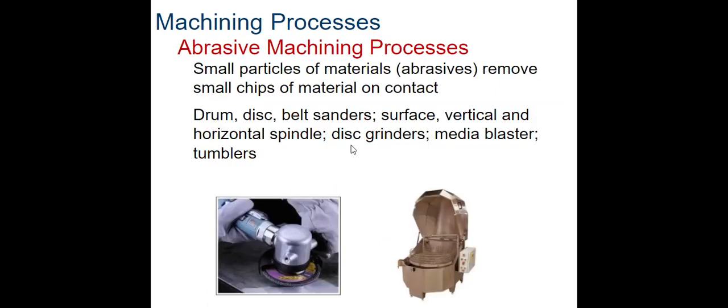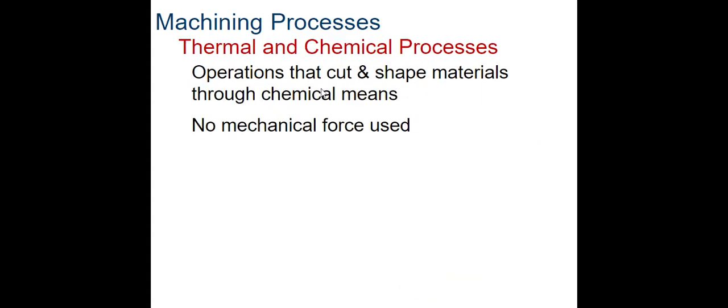Abrasive machining is where you have small particles, such as sand, that remove small chips of the material. For example, a sander, a drum, a disc, or belt sander. You may have used those in middle school. We have some in the room right next door in room 149. Disc grinders are also examples. A tumbler can be used to clean jewelry sometimes if you have nice jewelry that needs to be cleaned.